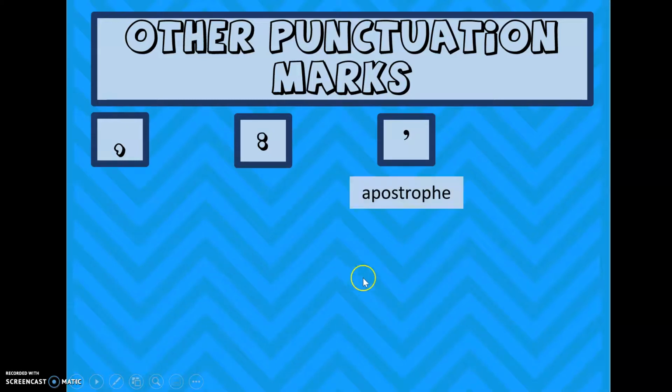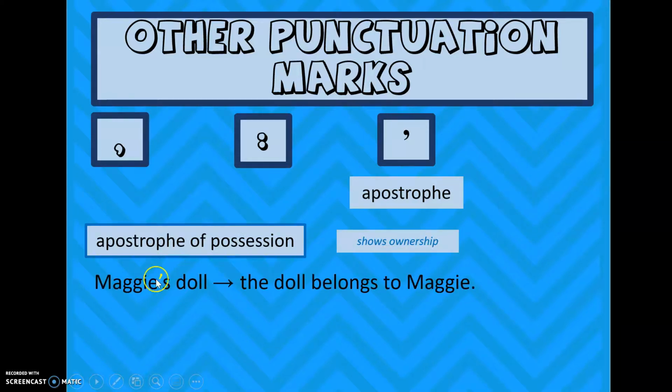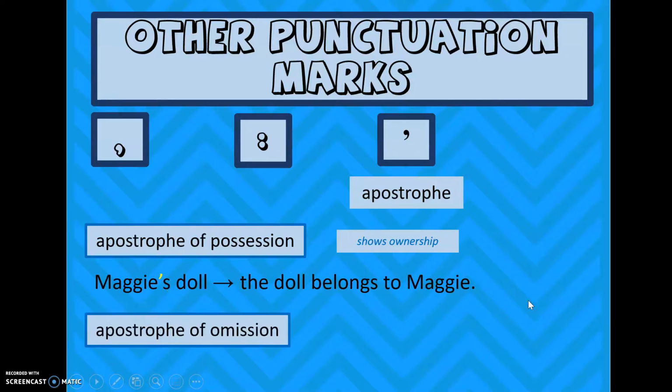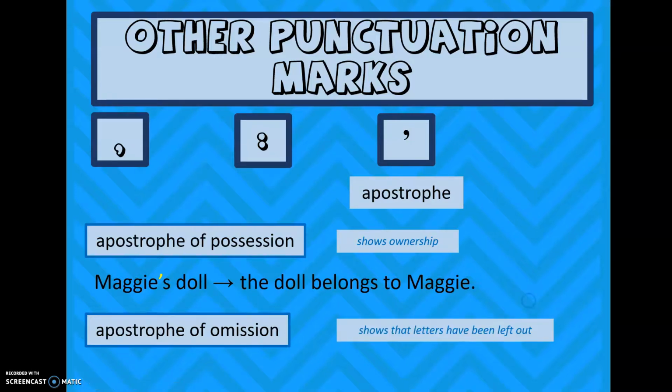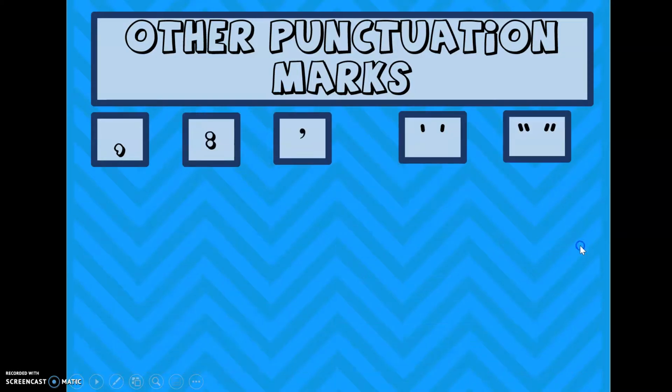Other punctuation marks we've learnt about already are apostrophes. You get an apostrophe of possession. That's showing ownership. If it's Maggie's doll, it shows us that the doll belongs to Maggie. We also get the apostrophe of omission, which shows that letters have been left out. And sometimes you will see this called contraction, but we prefer to use apostrophe of omission. Maggie's playing with her doll. In this case, Maggie's is short for Maggie is playing with her doll. And the i has been left out, so it's been shortened to Maggie's.